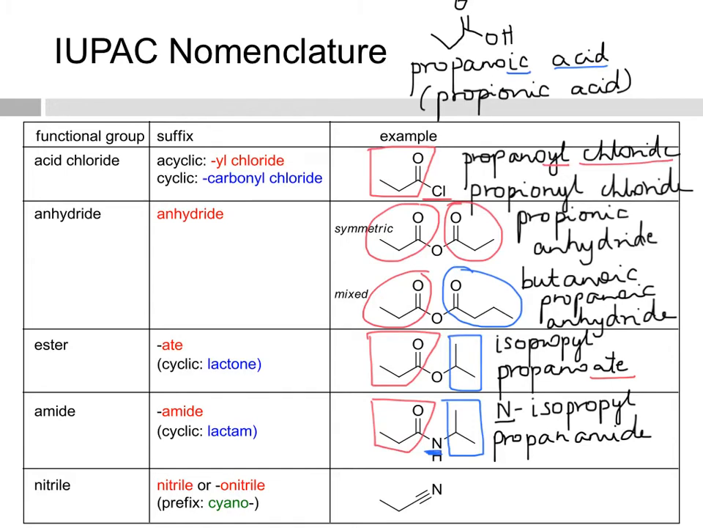For nitriles, we're going to end with nitrile or -onitrile. If it's a prefix, then it's going to be cyano. So if we look at this compound again, we're going to count the carbons, and in this case include the carbon that is part of the nitrile. And so we've got 3 carbons. Again, the parent acid is propanoic acid or propionic acid, and we're going to name it propionitrile. It is also known as propanenitrile.